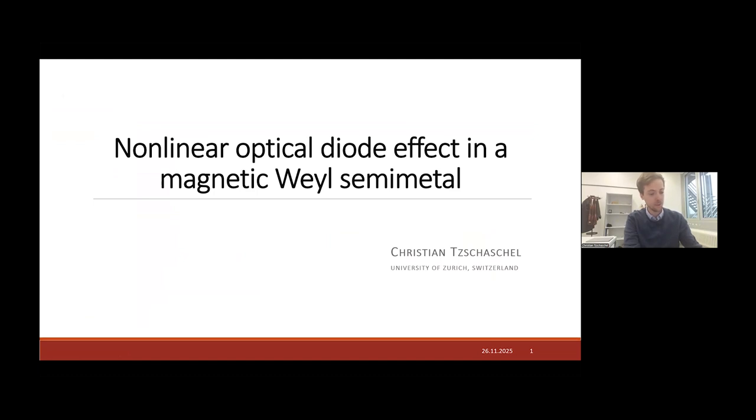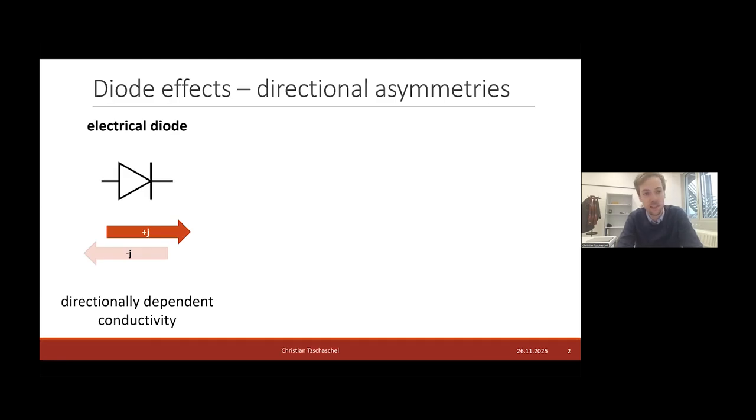Now, of course, the first question that comes to mind is what is a nonlinear optical diode effect? Diode effects in general are quite ubiquitous. Probably the most well-known example is an electrical diode that conducts electricity well in one direction and blocks current in the opposite direction. So a diode effect, using this example, is just a directional asymmetry of some material property. There are also diode effects in the optical regime.